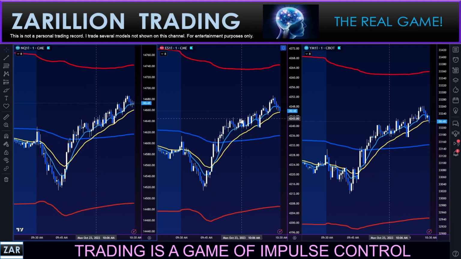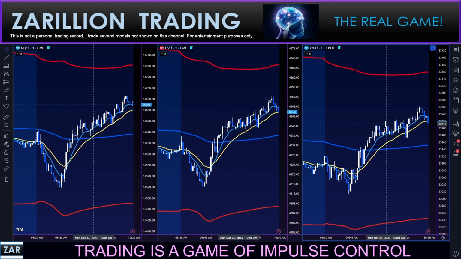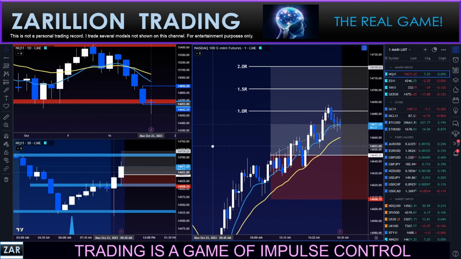Same thing happened here on the S&P. Same thing happened on the Dow. Pretty much the same thing. It's a little tiny bit different here, but it doesn't matter. This is actually even more bullish, quite frankly, on the Dow. So you get the idea, and that is saying go long.